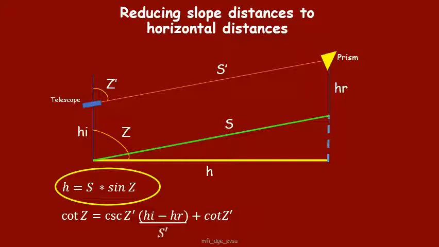How about S? S is S prime, the actual slope distance we get, times the sine of Z prime over Z. So we can now determine the value of our H.